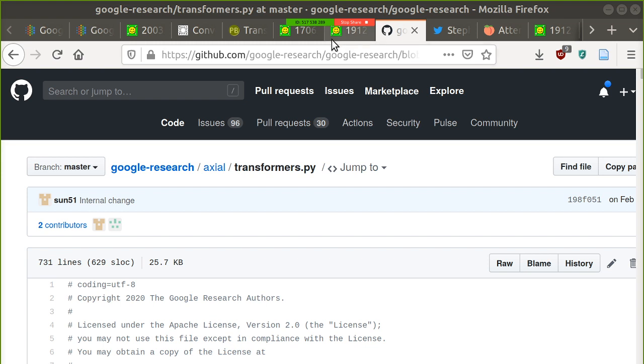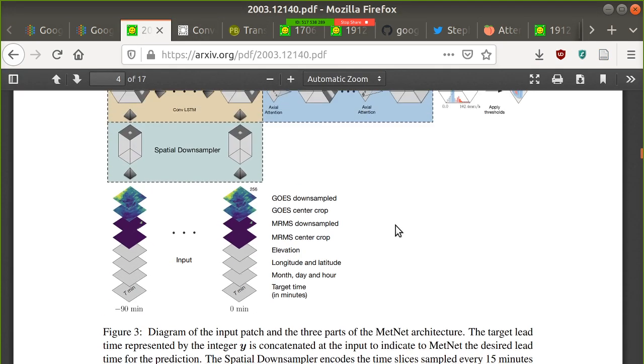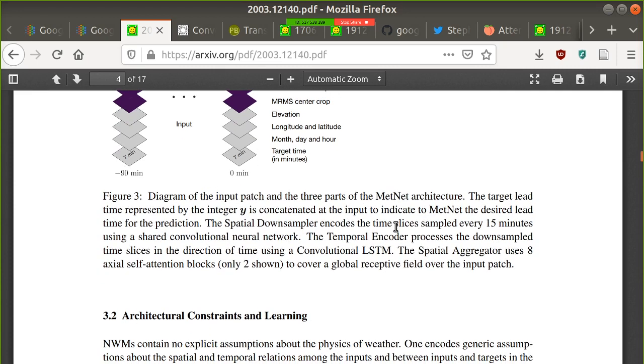Okay, so now we've gone over these different aspects of MetNet, how they build their architecture. I'm going to talk briefly about some of the results, make a few comments, and then I'll open it up to general discussion.